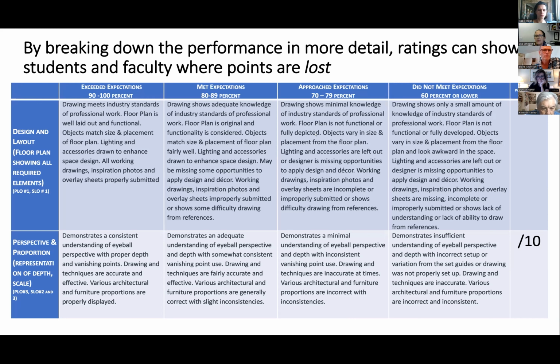Equally, you want to make it very clear what's going to be the difference between work in the 80 to 89% range, work that meets expectations, and work that mostly gets there, but not quite. Work in that 70 to 79% or C range. Here you can see that the language steps down again. Drawing shows minimal knowledge of industry standards of professional work. Floor plan is not functional or is not fully depicted. The objects vary in size and placement from the floor plan.